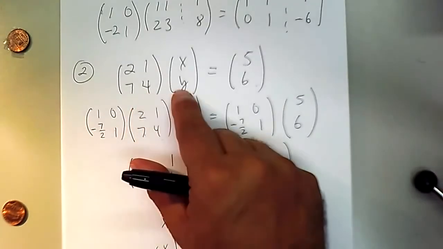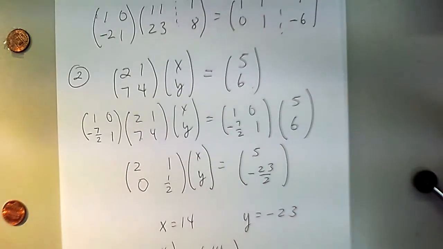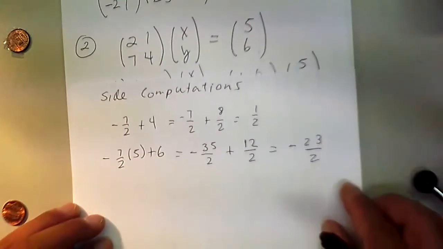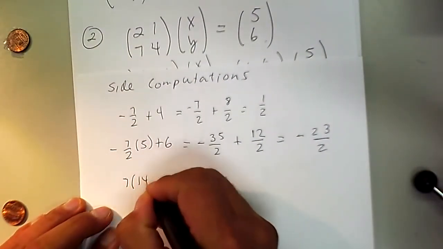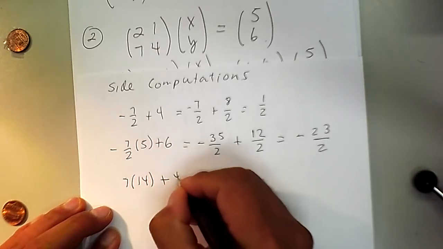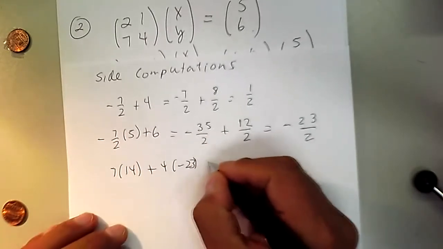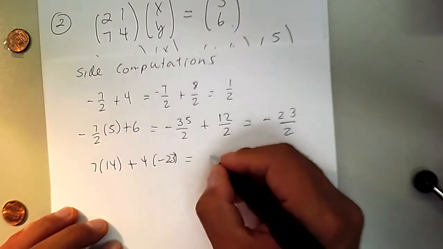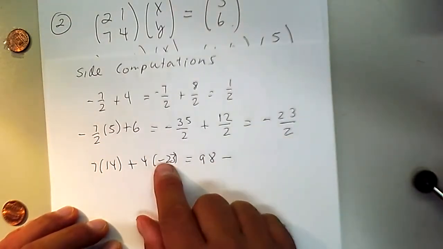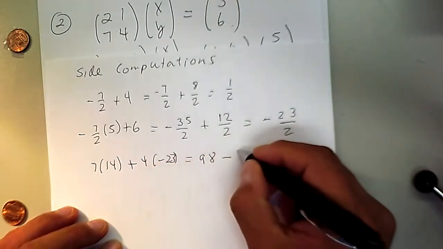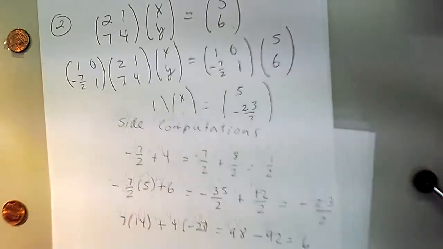And then 4 times negative 23. Boy, this is getting long, so let me write this down. 7 times 14 plus 4 times negative 23 is equal to 98 minus 92. So sure enough, that is 6. So it works out.